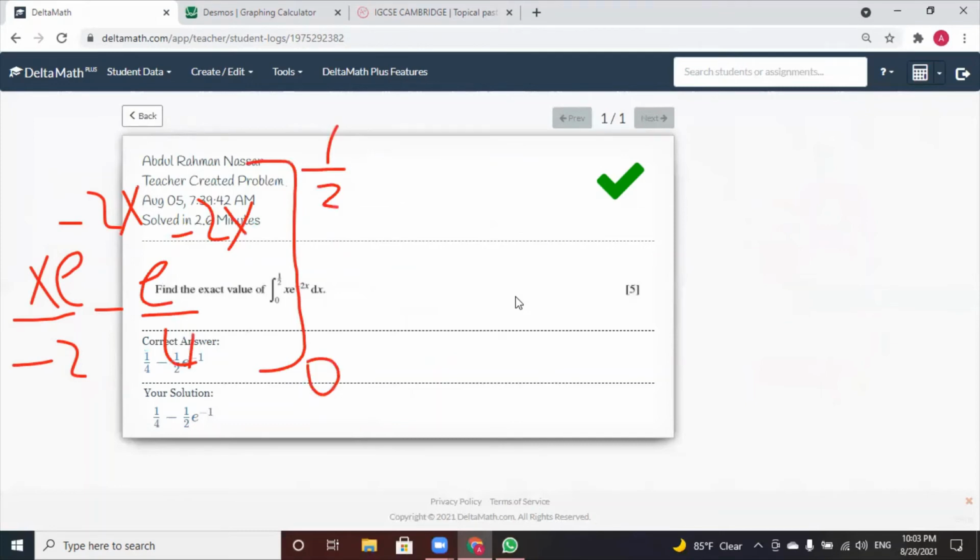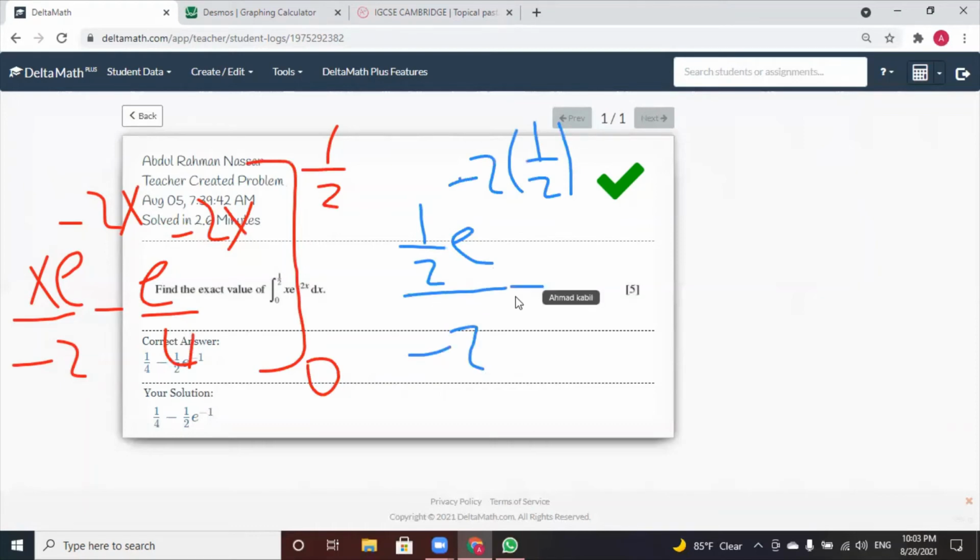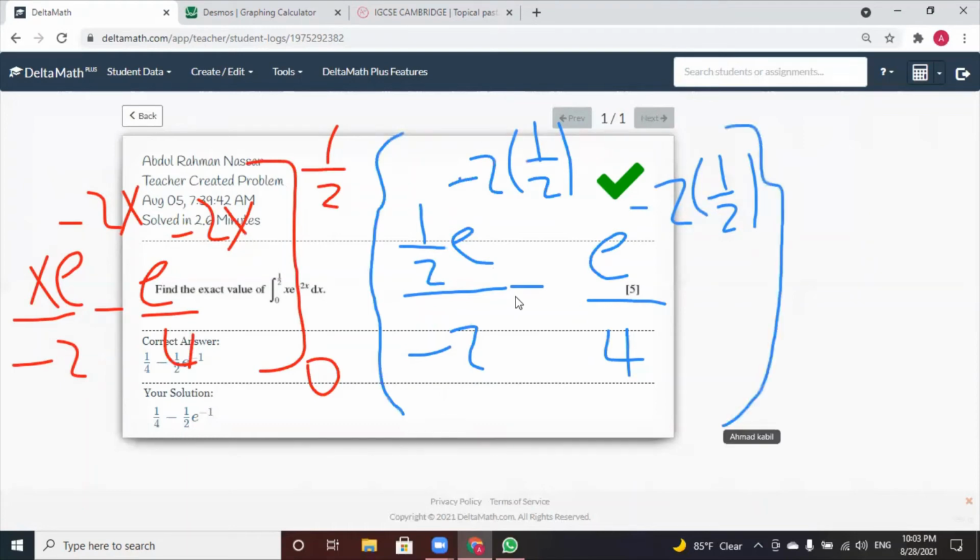So we have half e power negative 2 times half over negative 2 minus e power negative 2 times half over 4. This is when x equals half. And then we subtract and we use x equals 0.